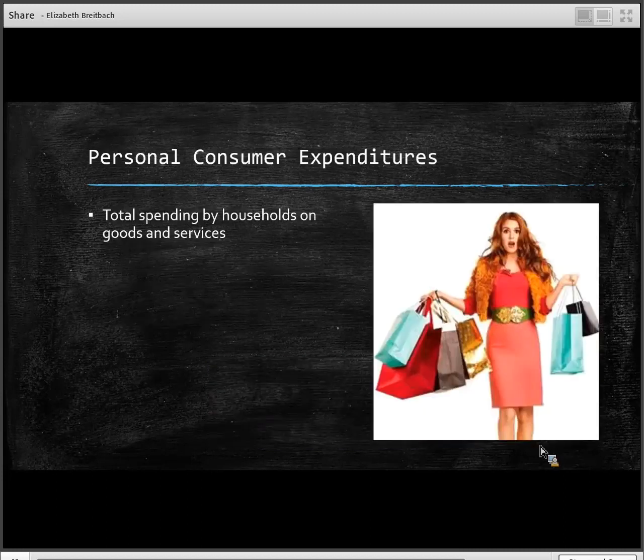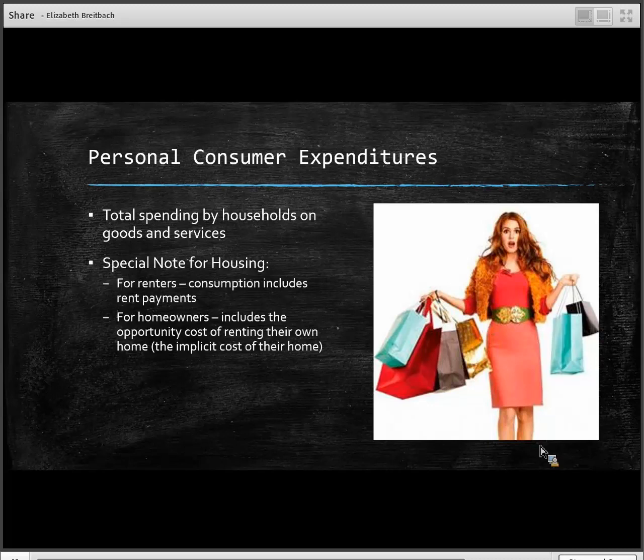All right, so first, personal consumer expenditures. Total spending by households on all, remember, those tangible goods and intangible services. So anything that you purchase throughout the day. So whenever you go to the grocery store, or when you get your hair cut, or when you fill your tank with gas, all included in GDP. There is a special note on housing. For renters, consumption includes our rent payment. So very straightforward. When we're renting our apartment, that rent check that we put out each month, that's included in GDP.